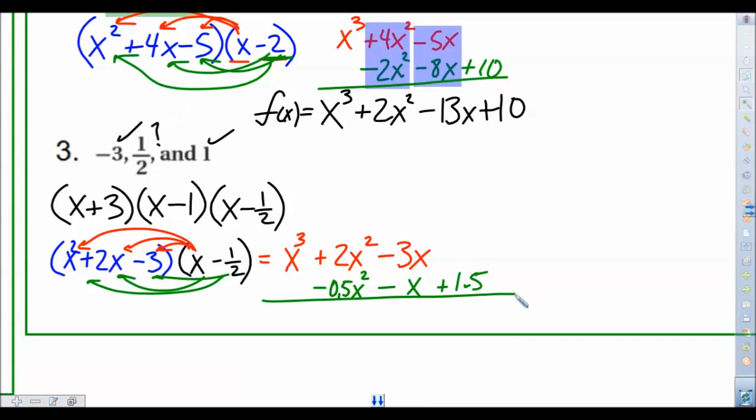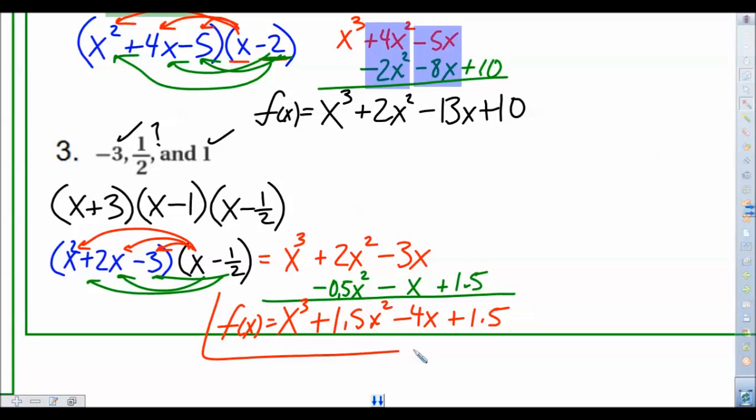Now it's time to combine our like terms. So then our x to the third, there we go, 2 minus 1/2, that would just be 1.5, right? So we just have positive 1.5x squared. 3 minus 1 gives us negative 4x, and then we just have the 1.5 on the end. There's our function. And if you like going down this route with the fractions, be my guest, it works just fine.